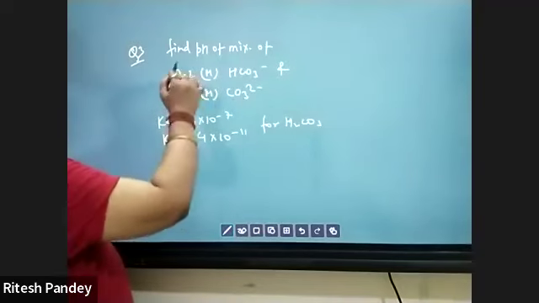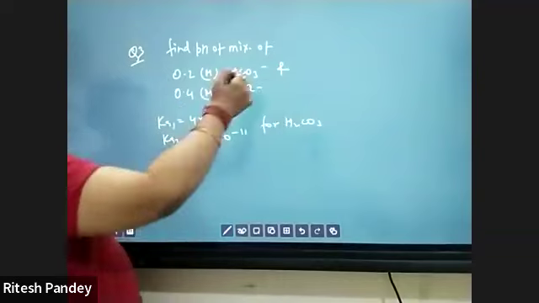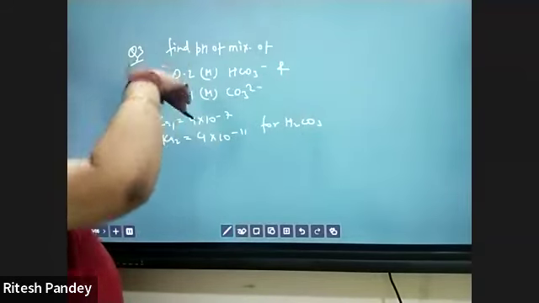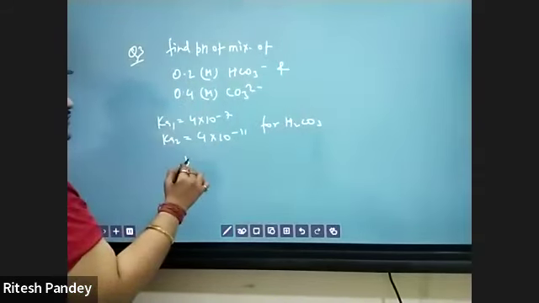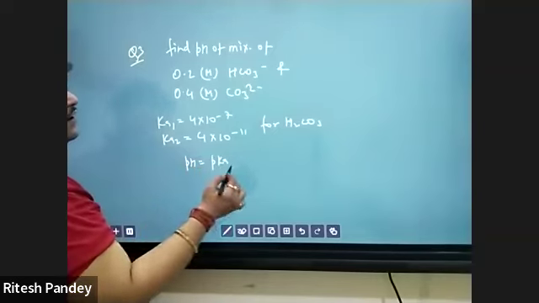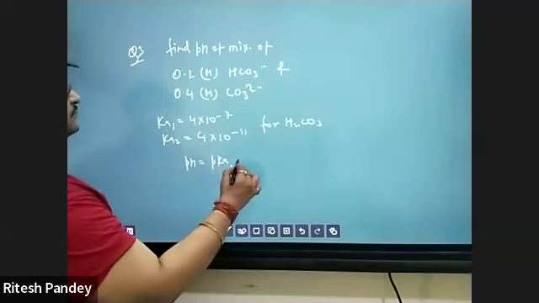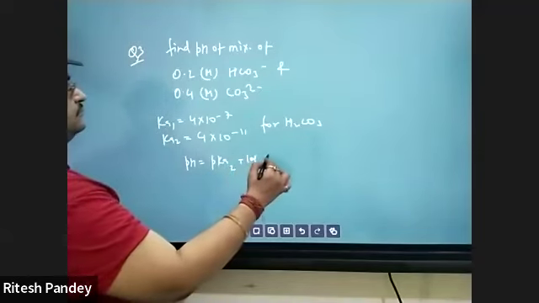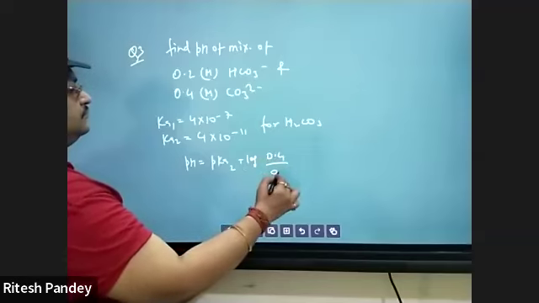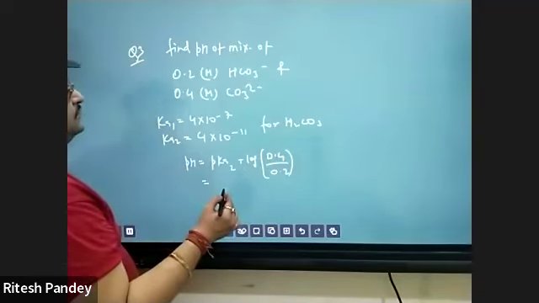It's a buffer. Most of the people in the class right now know this. Had it been only bicarbonate, it would have been pK1 plus pK2 by 2. Had it been only carbonate, it would have been salt hydrolysis. But from the standpoint of a mixture, it's going to be a buffer, where pH is equal to pK1 or pK2. pK2, because HCO3 minus and CO3 2 minus, one proton dissociates, so it will be pK2.